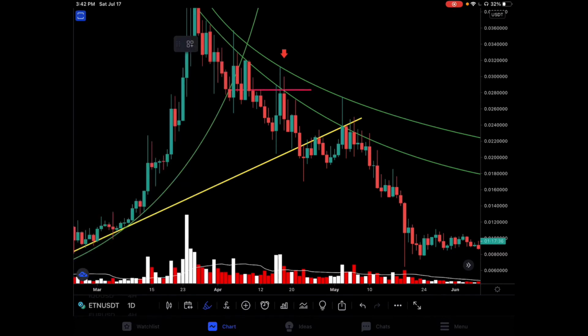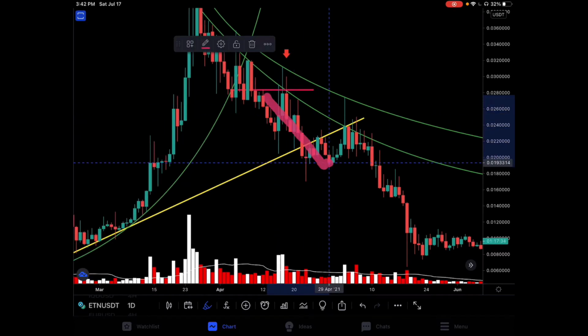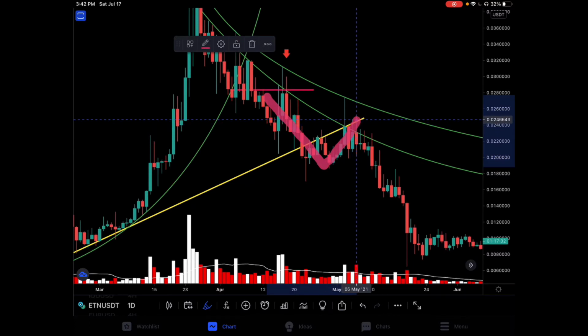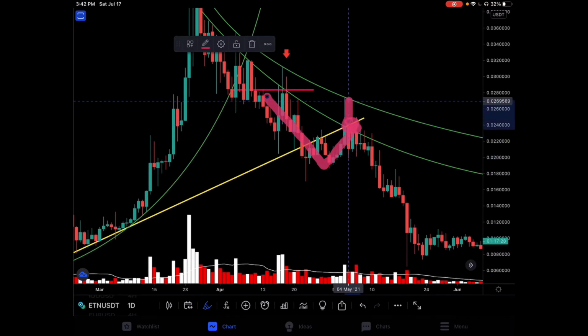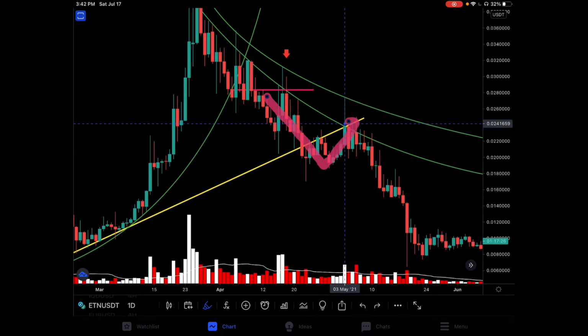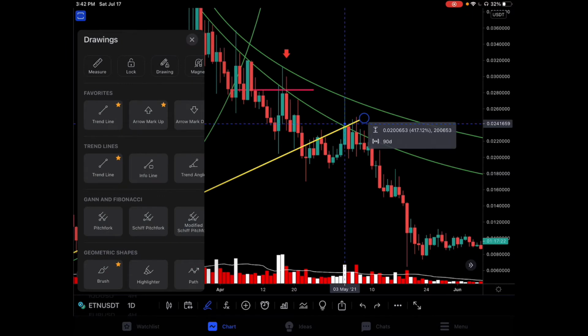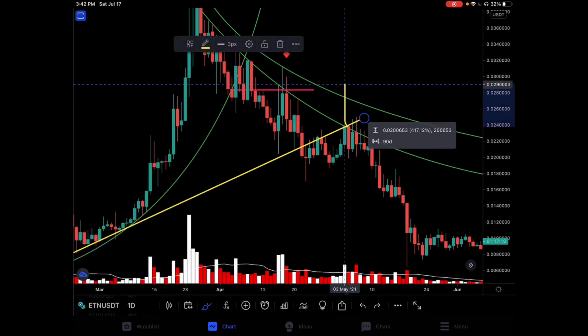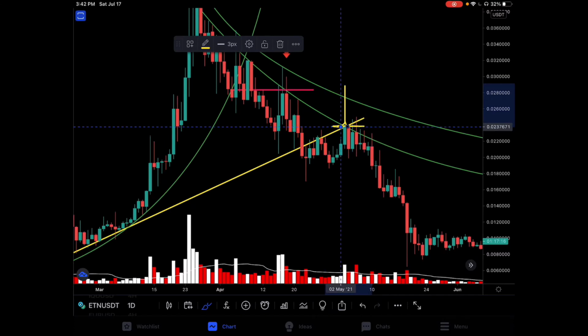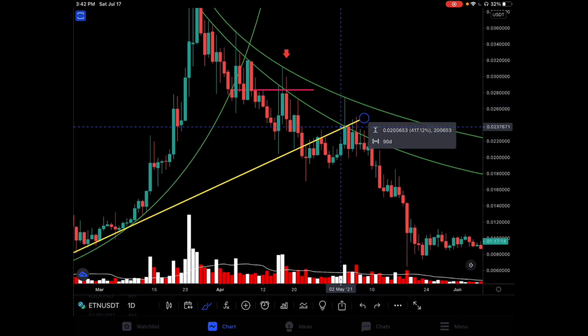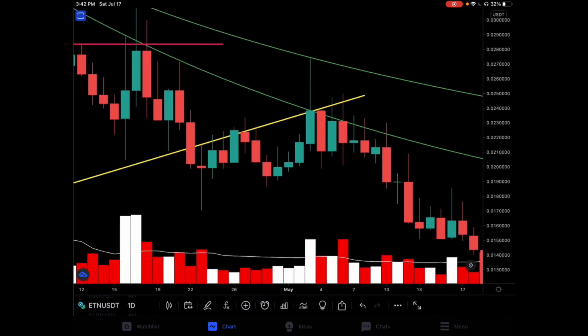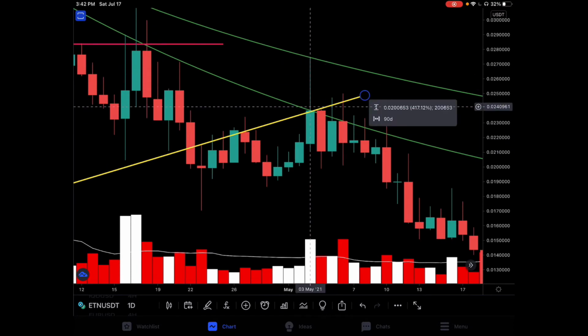Highlighter. Price came down, came back up, kissed the line, went to this trend line here, tried to break above, and came back down. Okay, can you see how it tried to break above? Where's this tool? Here, and then came right back down. See that? Up and down.